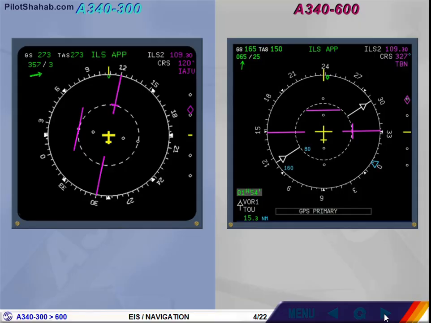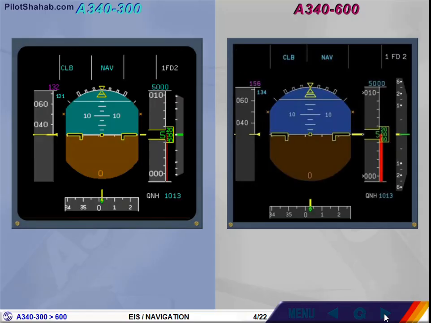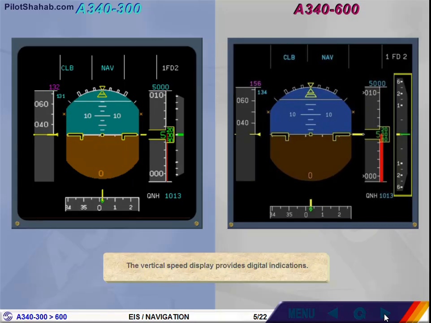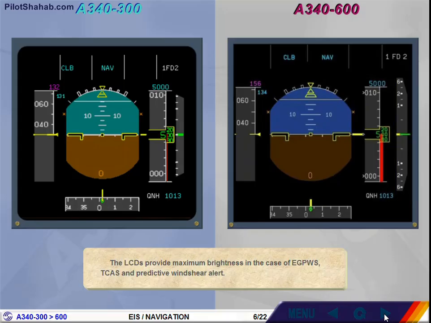On the NDs and PFDs, some colors have been modified, but the information is similar. Note, the PFD and the system display screens are also used to display the Taxi Aid Camera System, TACS. The vertical speed display provides digital indications. The LCDs provide maximum brightness in the case of Enhanced Ground Proximity Warning System, TCAS, and Predictive Wind Shear Alert.